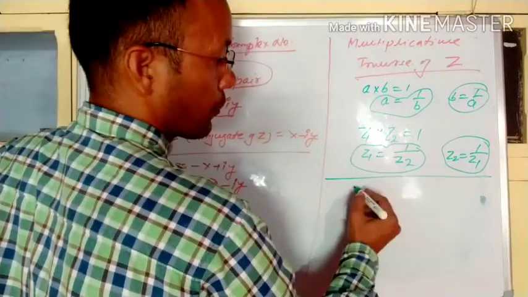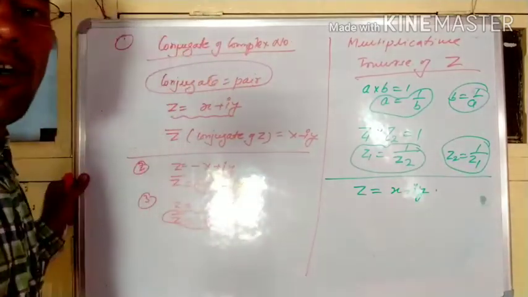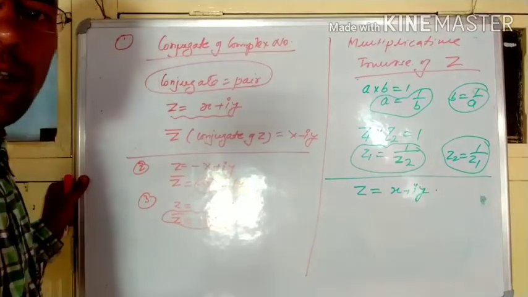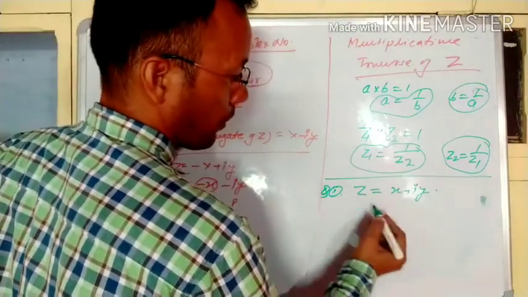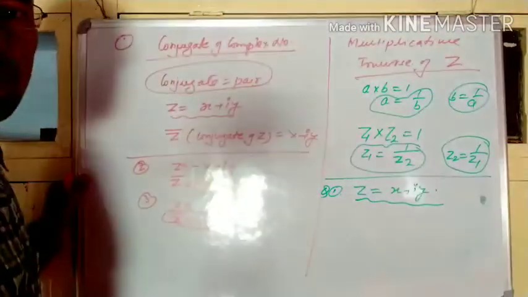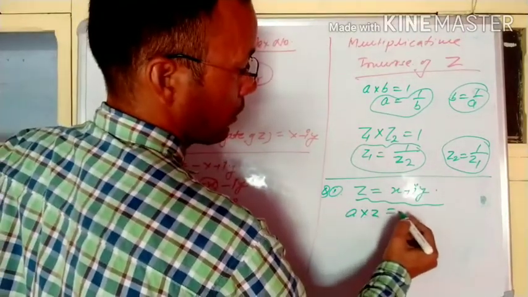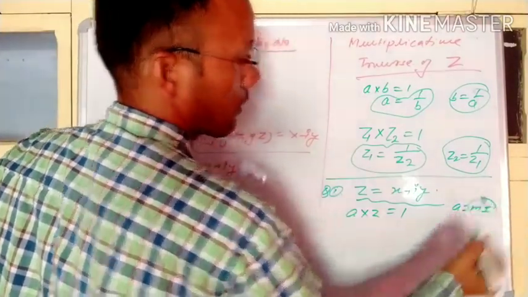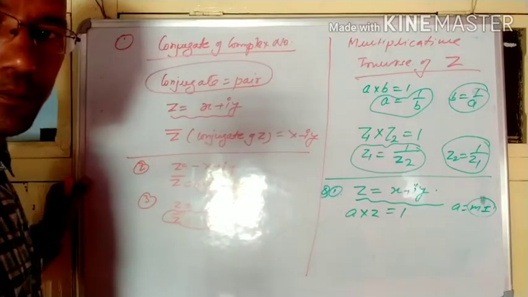Now the question arises: if z is given as x plus iota y, what is the multiplicative inverse of this complex number? So now this is the question. Let a be the multiplicative inverse of this complex number. Then a into z is equal to 1, and here a is the multiplicative inverse. I am just writing MI, which means multiplicative inverse.